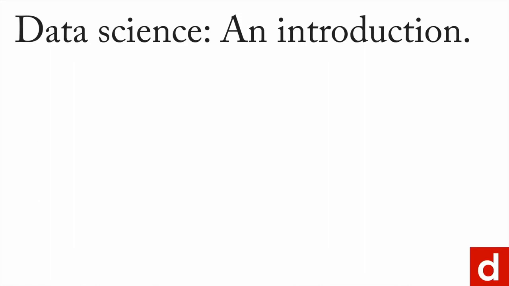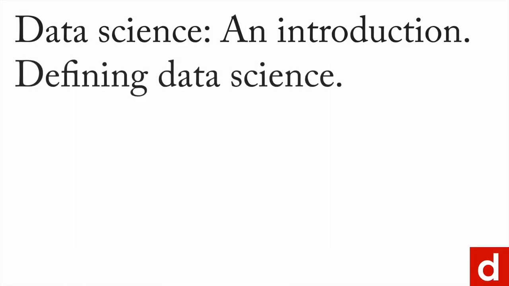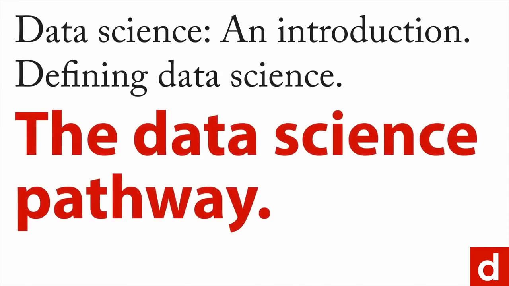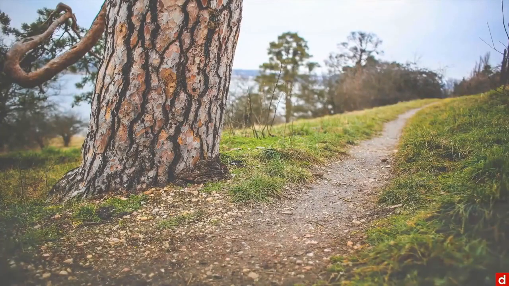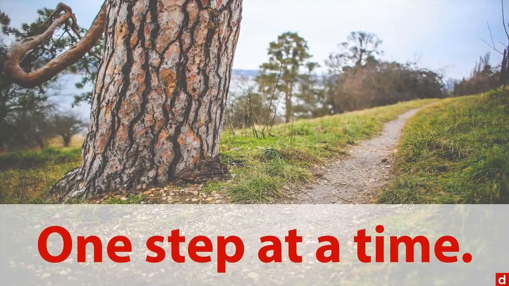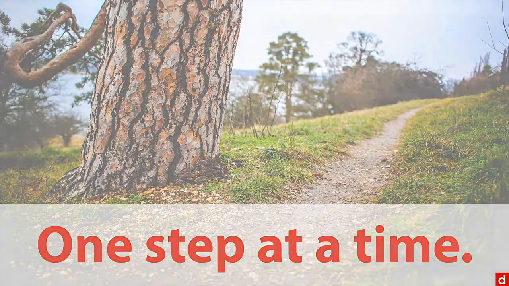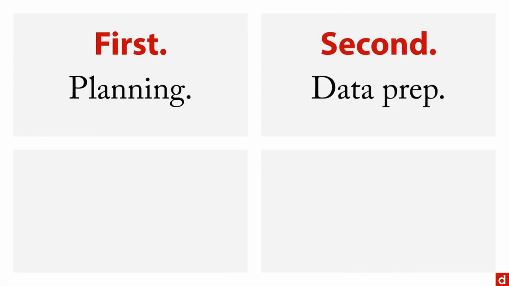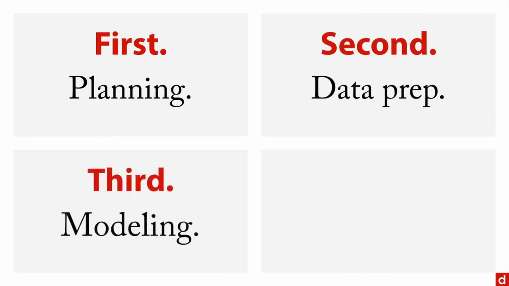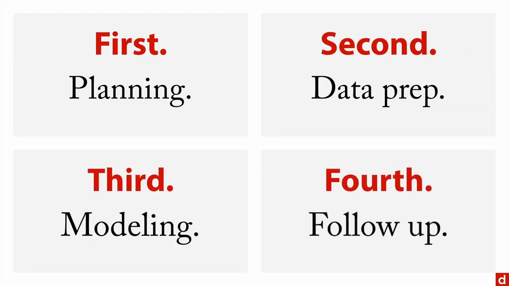The next step in our data science introduction and our definition of data science is to talk about the data science pathway. I like to think of this as when you're working on a major project, you've got to do one step at a time to get from here to there. In data science, you can take the various steps and put them into a couple of general categories. First, there are the steps that involve planning. Second, there's the data prep. Third, there's the actual modeling of the data. And fourth, there's the follow-up. There are several steps within each of these. I'll explain each of them briefly.